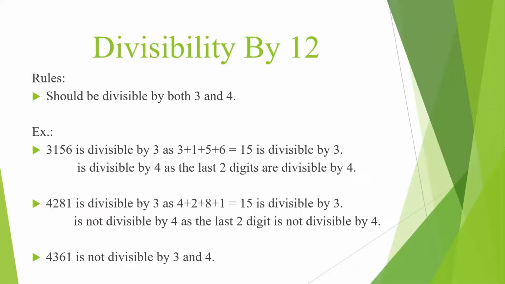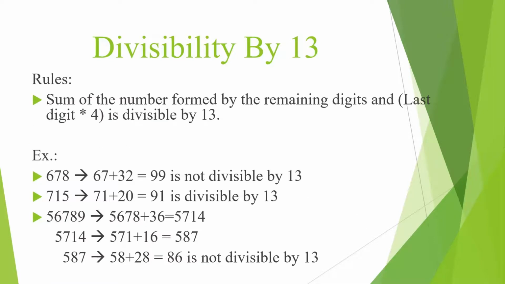Let us consider another example, 4,361. When we sum it up, we get 4 plus 3 plus 6 plus 1, which is 14, which is not divisible by 3. Also the last two digits, 61, are not divisible by 4. So 4,361 is not divisible by 12.